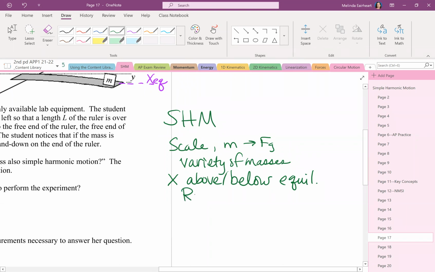Ruler. Anything else? There's one more thing that's pretty important to simple harmonic motion.